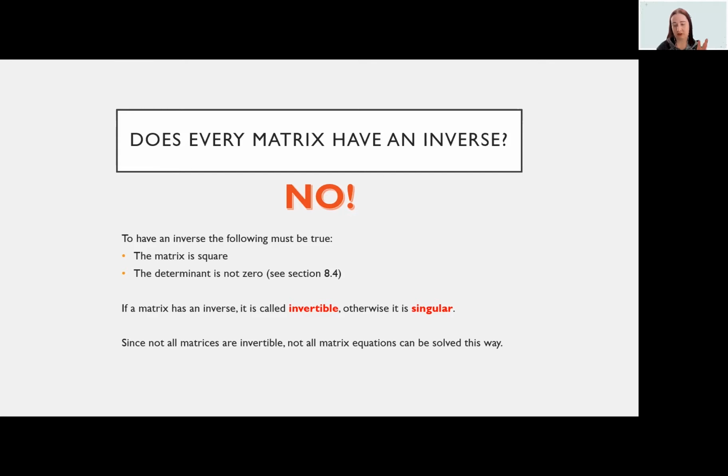So just before you go on the homework and say, okay, I'm going to use this method for every single problem on the homework, just as an FYI, it may or may not work because you don't know if the matrices have an inverse. You'd have to try to find the inverse first. And if it doesn't have an inverse, then you would have to find another method. So don't assume that this method is going to work on every problem.